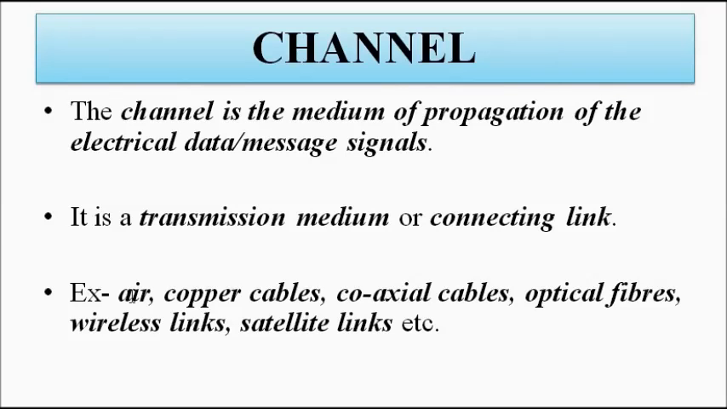Wired channels means where there is a physical connection with the help of wires, cables, or optical fibers, where there is a physical connection between the sender and the receiver, the transmitter and the receiver. And wireless links can be mobile communication links, satellite links. So various other wireless communication techniques are used, which we'll also discuss.